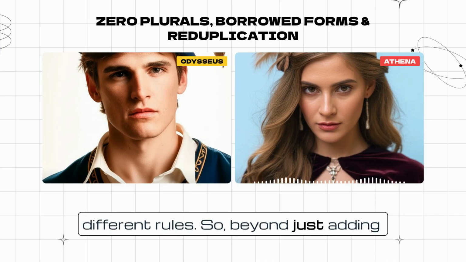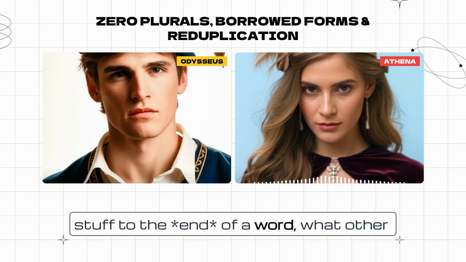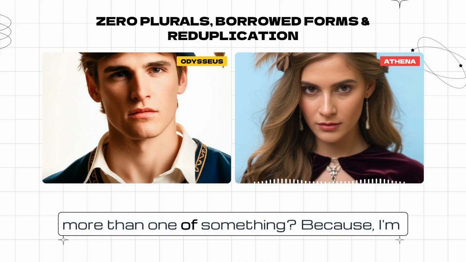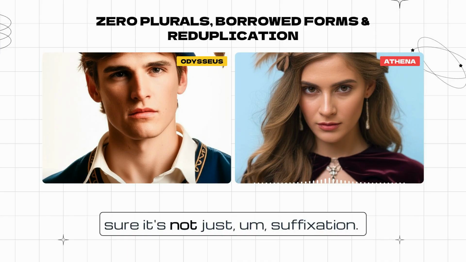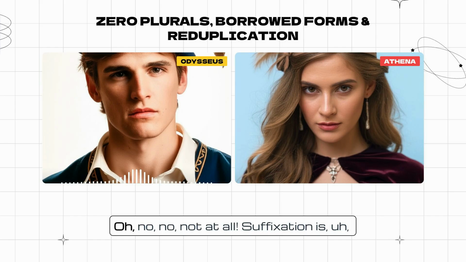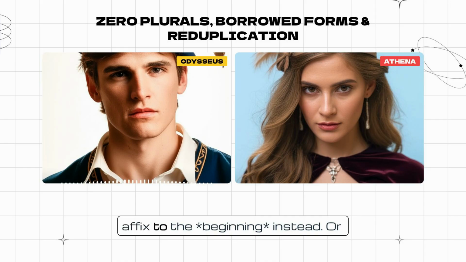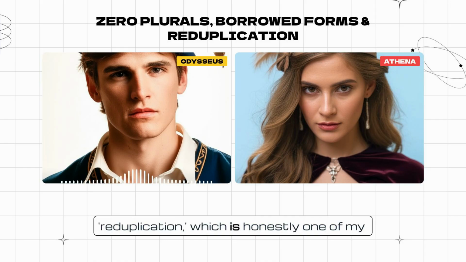So, beyond just adding stuff to the end of a word, what other crazy things do languages do to show there's more than one of something? Because I'm sure it's not just suffixation. Oh, no, not at all. Suffixation is popular, but languages get super creative. Some do prefixation, where you add an affix to the beginning instead, or reduplication, which is honestly one of my favorites. You repeat part or even all of a word.